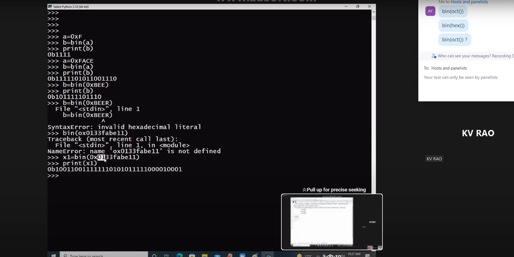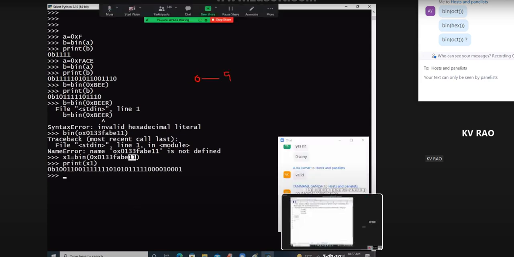0 is an allowed digit, 1 is an allowed digit, 3 is an allowed digit. A, B, E are allowed, and 1 is also allowed. No problem. Hexadecimal will allow 0 to 9 and next is A to F. It is a combination, anything is allowed. Is it understandable, students? Are you understanding this? Yes, Vamsi Krishna.